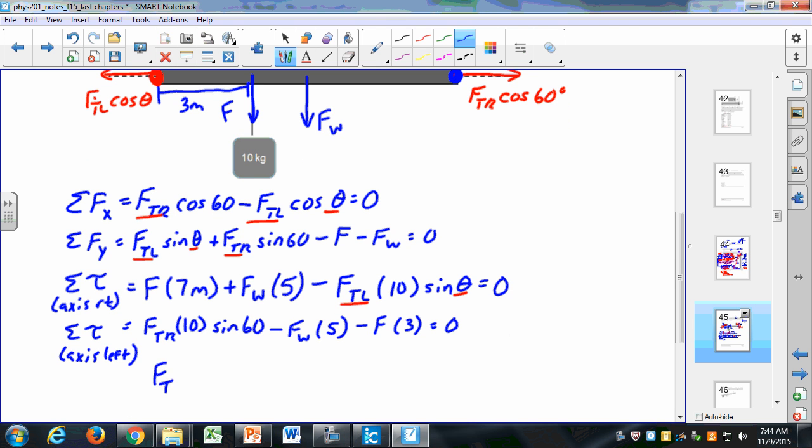If I solve this for FTR, it's going to be, let's see, FW is 100, so it's going to be 100 times 3 plus 1,000 times 5, divided by 10 sine 60. If you do that, you don't have to do it, but it's equal to 543 newtons. I'm going to tend to keep more significant figures than I need to for these problems, because as you're solving by substitution, just keep your number of sig figs more than you need until you get to the end.